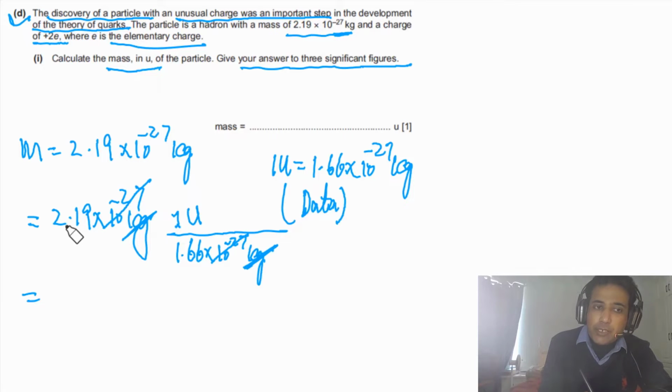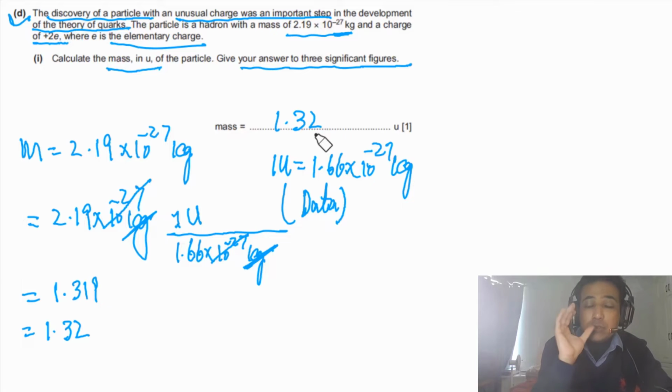So simply you need to divide now 2.19 by 1.66. If we solve, you will get 1.319. Our answer has to be to 3 SF, so we can write 1.32. So this is our final answer. So this is how you need to convert units. A beautiful way, very nice way.